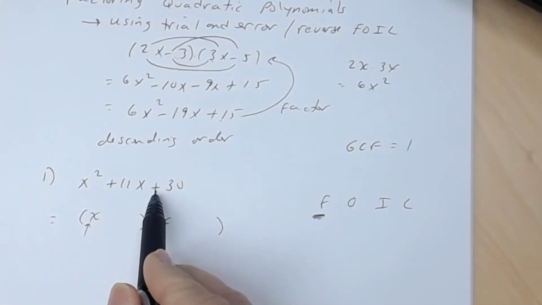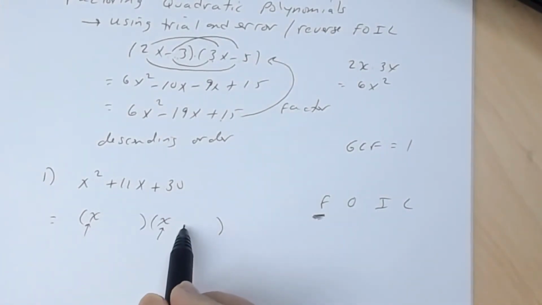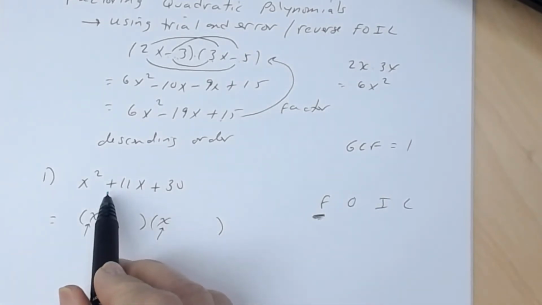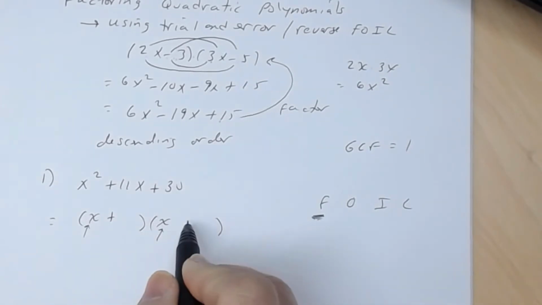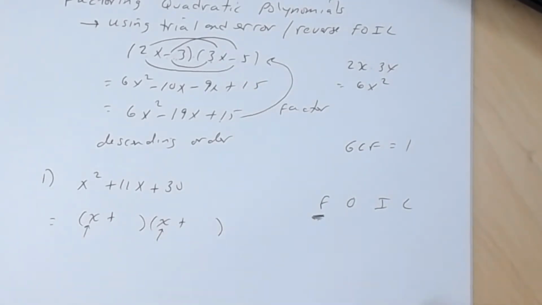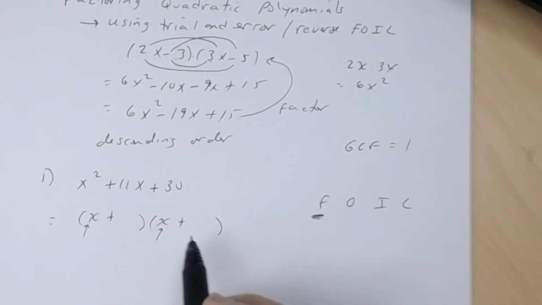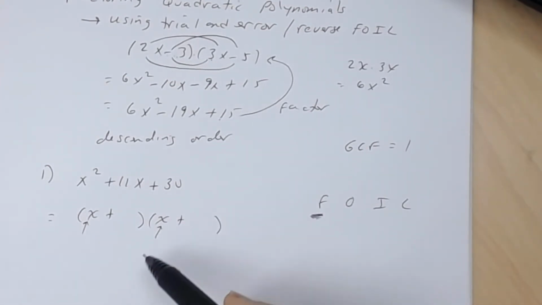Now the last sign is positive, so that means the signs in here have to be the same, and it's always going to be this middle sign. So we know right away that I would have to say x plus. And remember, in the end, you're going to check this. So if you're not sure right now, just keep on going, and we'll check it in the end.